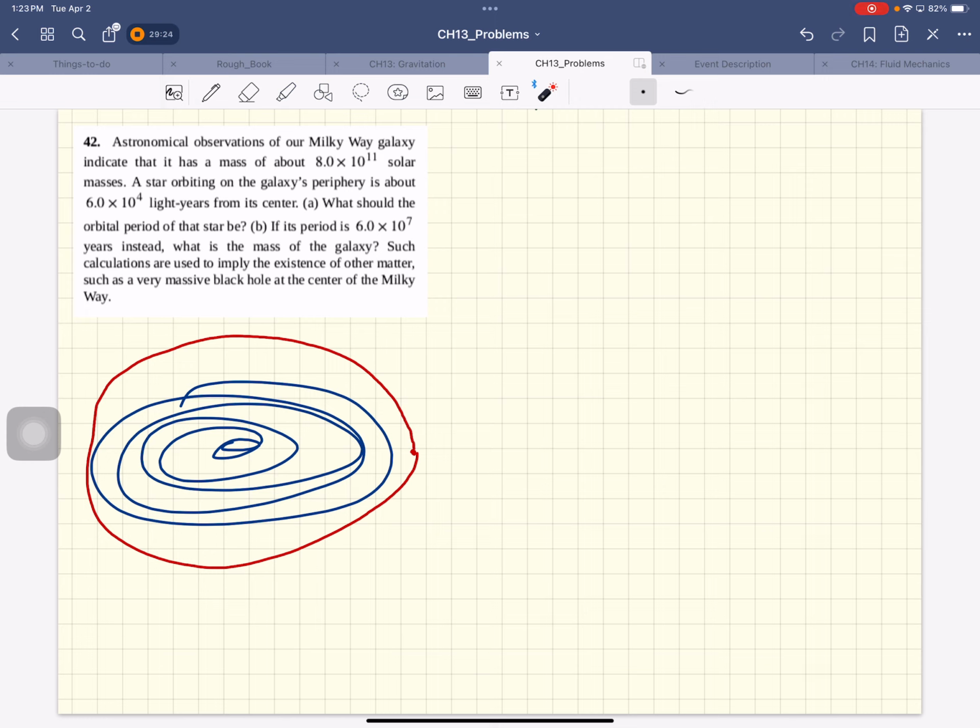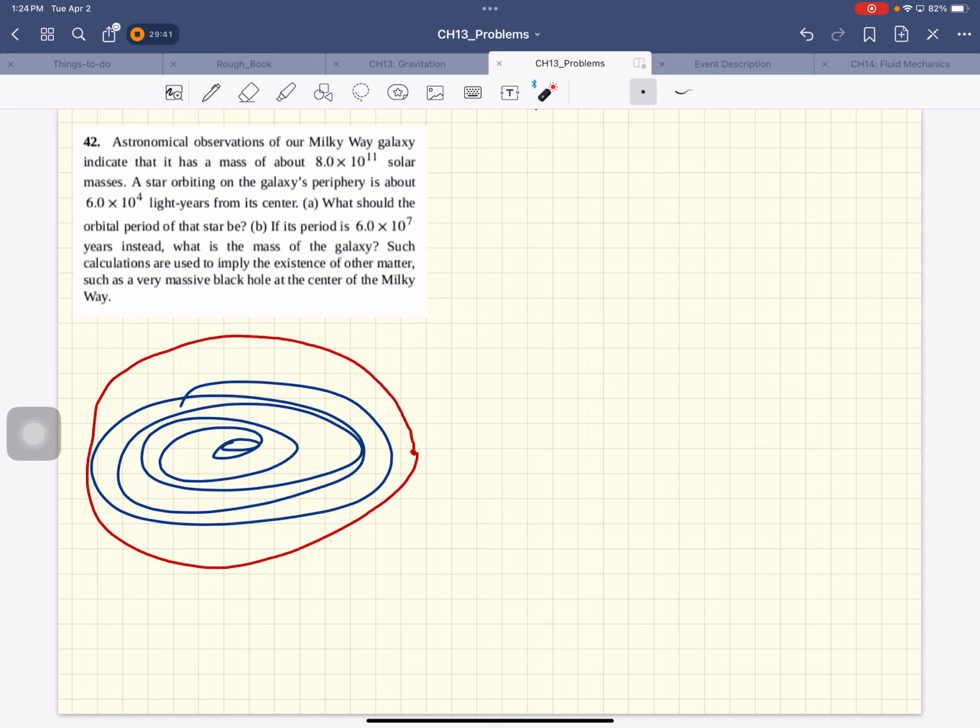Okay? And if this guy is going faster than that, that must mean that there's more mass in here. If he's going slower, then you overestimated the mass.